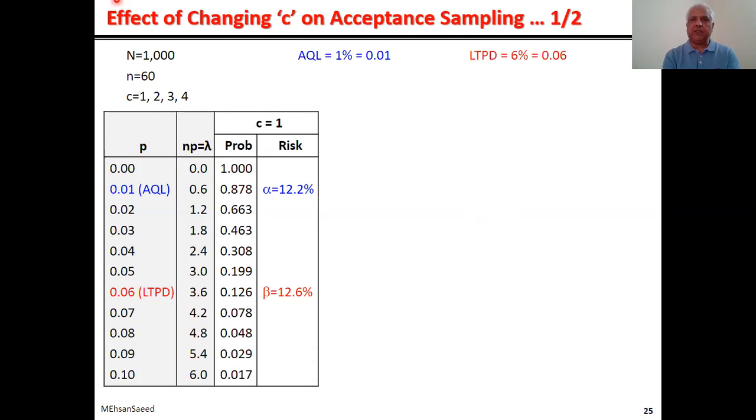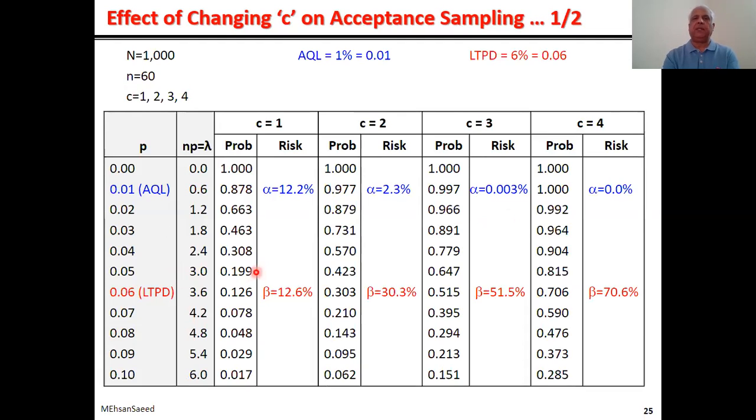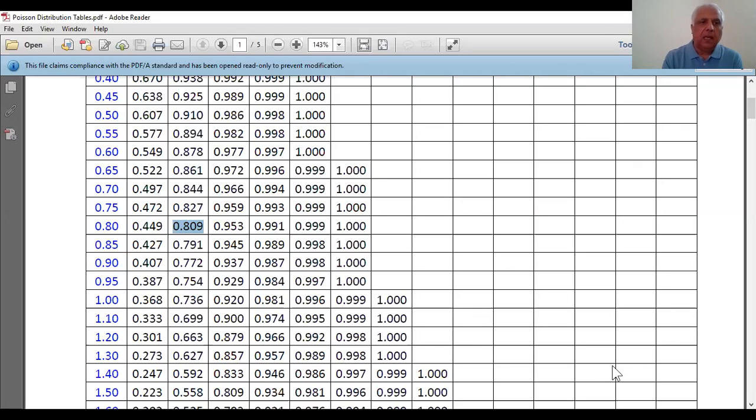So let's change the screens, or rather, let me show you all the data first, and you will very clearly see this pattern now. So let's now change the screens. Poisson tables. Okay, 0.6.